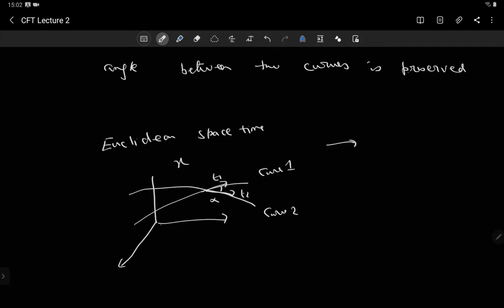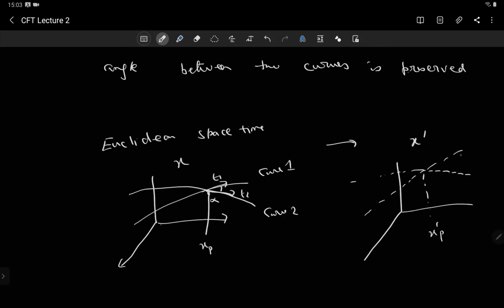Now we make a coordinate transformation to x prime, and in this chart, of course, the new curves will change. So this point where they intersected, this was x, let's say xp, and in this new chart x prime, this is x prime p. And so then the tangent vectors will now be called t1 prime, and you can call this t2 prime. But we are looking at those transformations x to x prime such that this angle is the same.